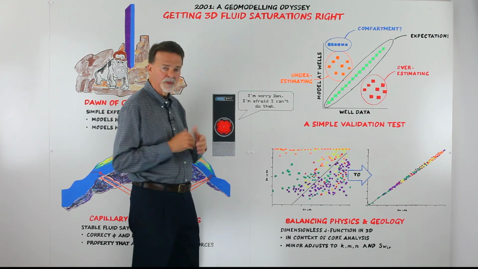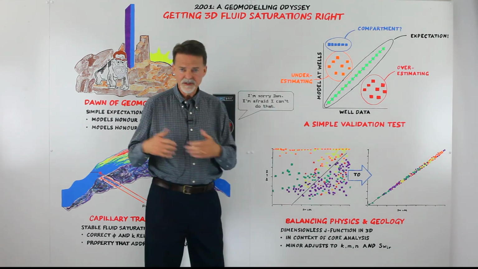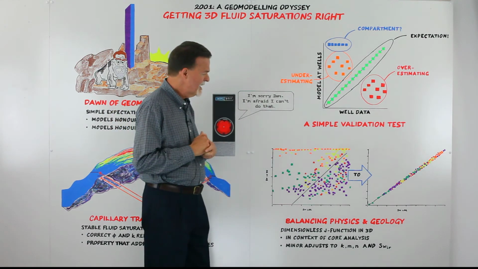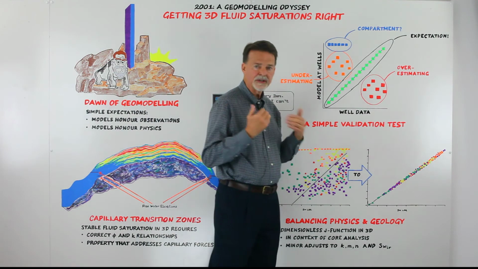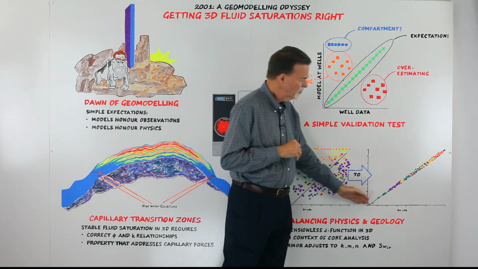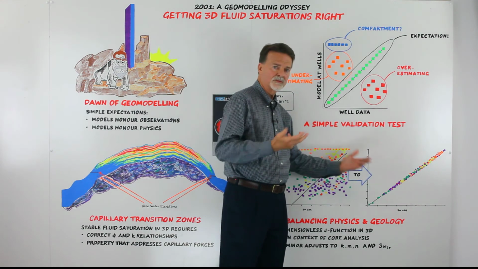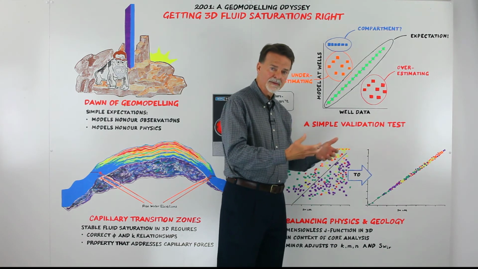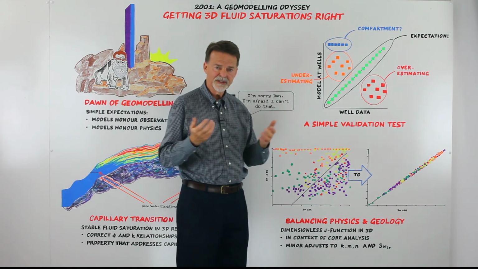So what I did is to come up with a methodology that both honors the physics, which is the first thing that people were doing, but also honors the observations, so that every time that we put together a model in 3D for saturation, we get plots like this, which is what you'd expect from porosity. You should honor the observations, and you should honor the physics, because after all, that's what Mother Nature does.